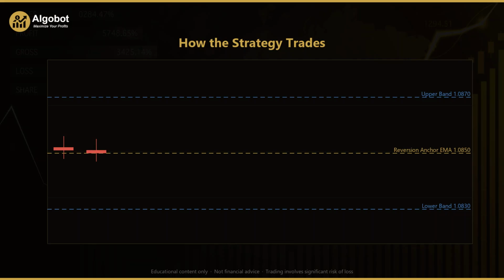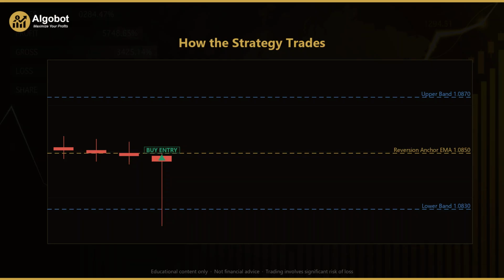Notice the three dashed lines. The gold line in the middle is the reversion anchor, the exponential moving average, sitting flat at 1.0850. Above it, the blue upper band rests at 1.0870, and below it, the blue lower band rests at 1.0830. Because the market here is calm and going sideways, the anchor is flat and the bands are steady, which is exactly the regime this strategy waits for.